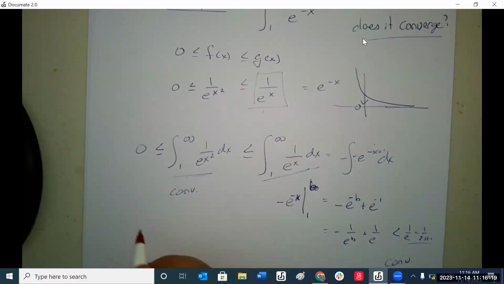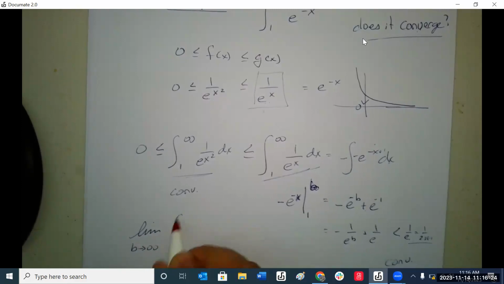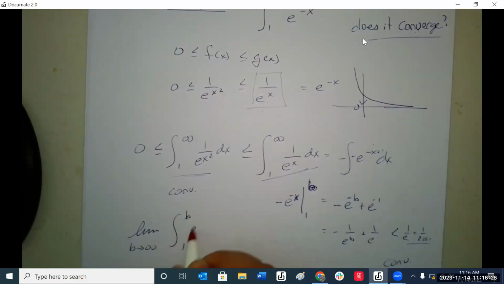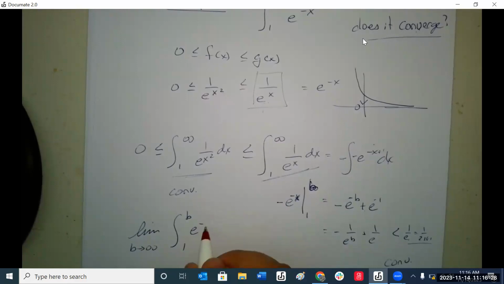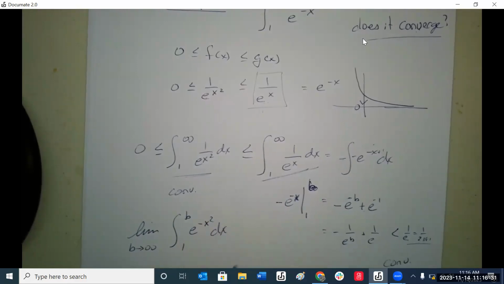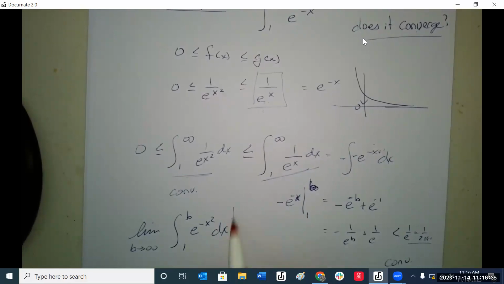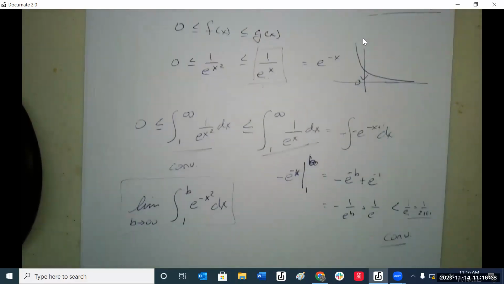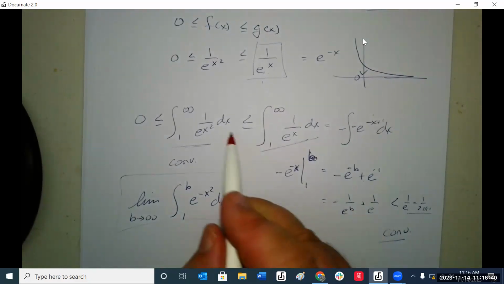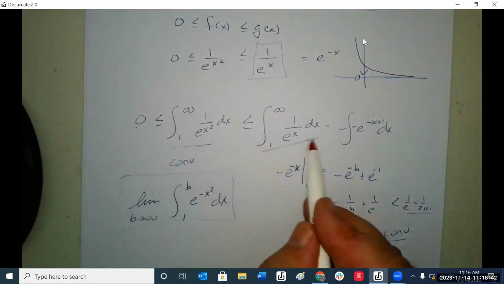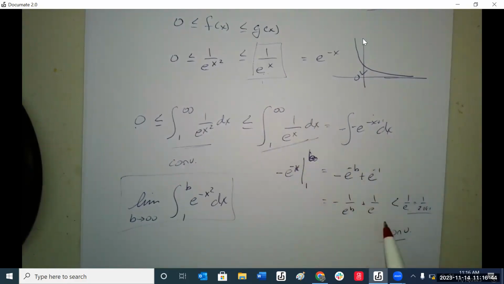So what we'd have to do is figure this out: the integral from 1 to b of e to the negative x squared dx. We'd have to figure this out, but we know it converges because it's between 0 and this value. And we know this one converges, it's a finite number. Okay, that'll work.